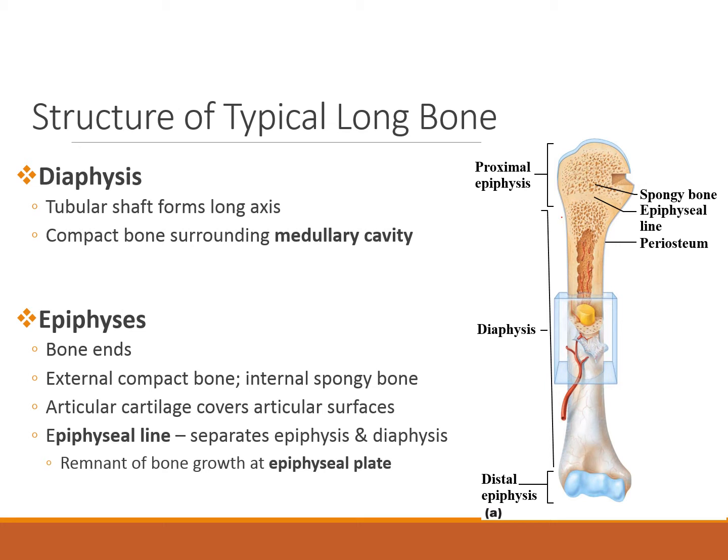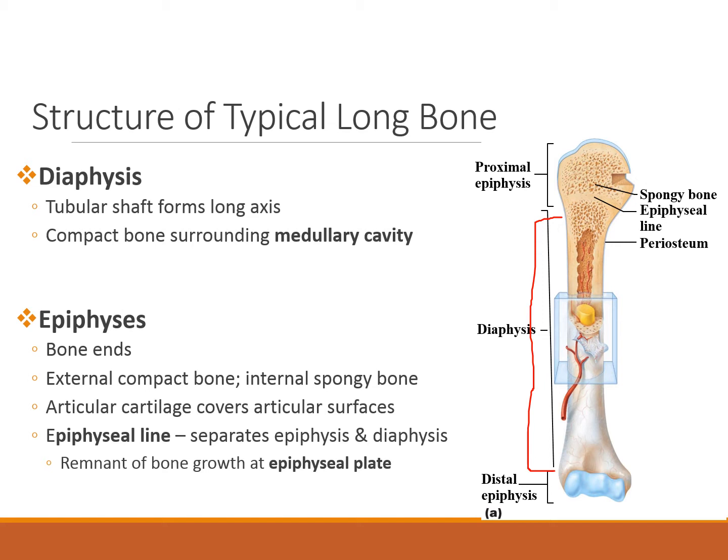The diaphysis, or shaft, makes up the majority of a long bone structure. The majority of this structure is compact bone, but the interior is hollowed out, forming the medullary cavity. This is where you would find red or yellow bone marrow.